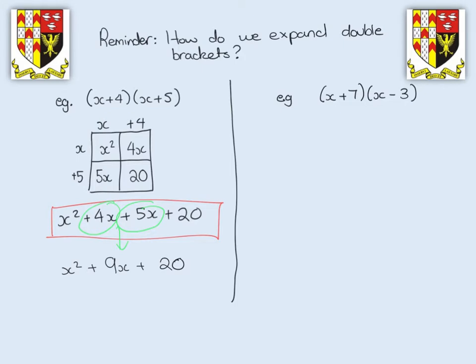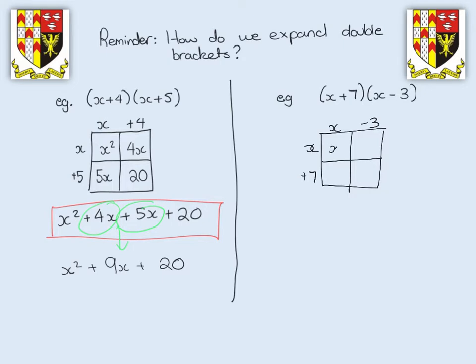Okay, so I'm going to use the same method, and I'm just going to expand the brackets here on the right hand side. So I've got x plus 7 multiplied by x minus 3. Remember, it doesn't really matter whether I put the x plus 7 at the top and the x minus 3 down the side, as it doesn't matter which order I multiply the brackets in.